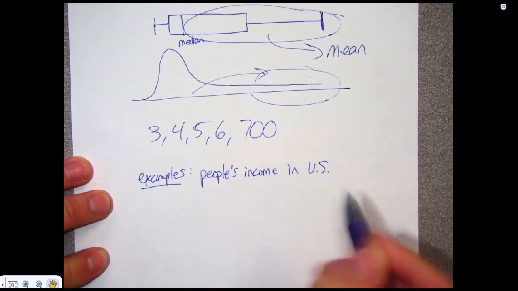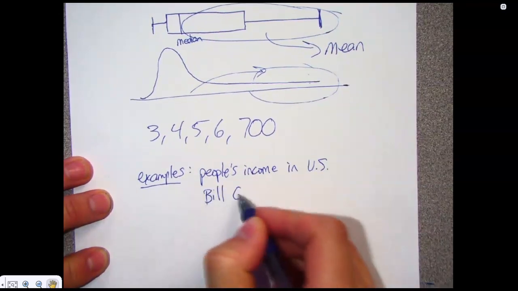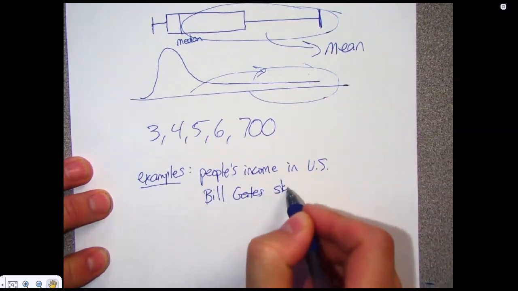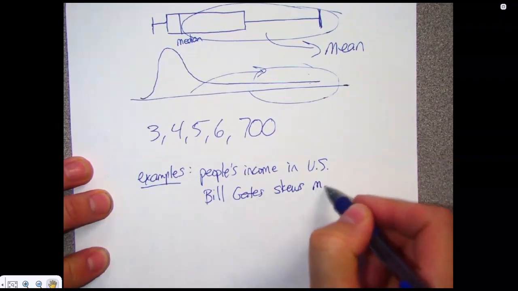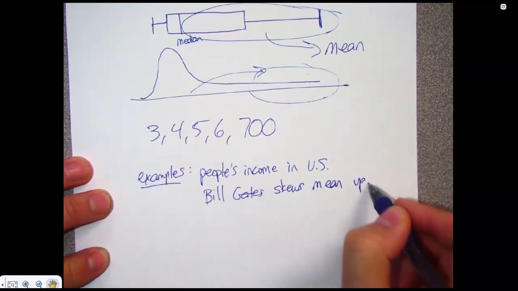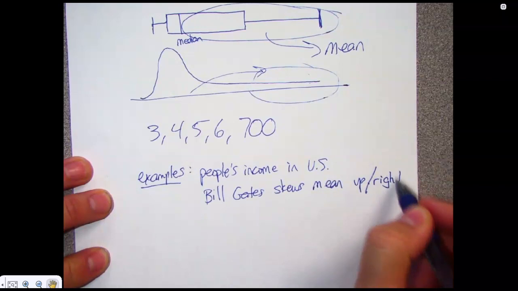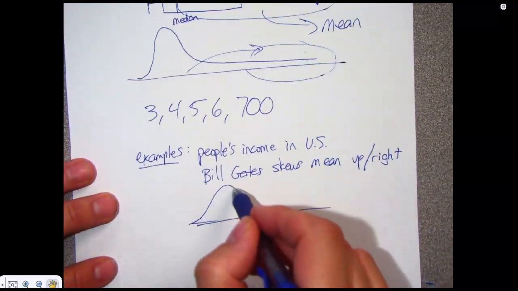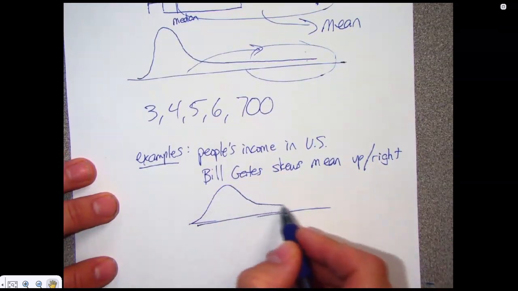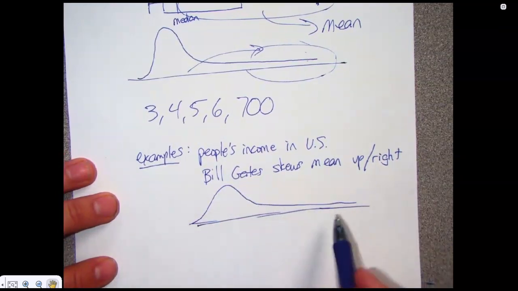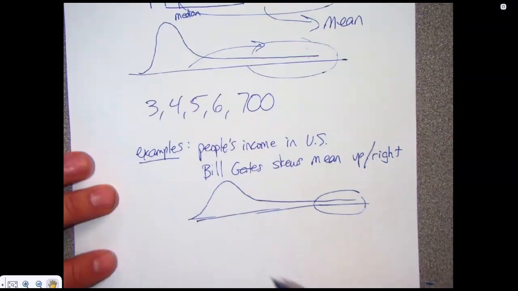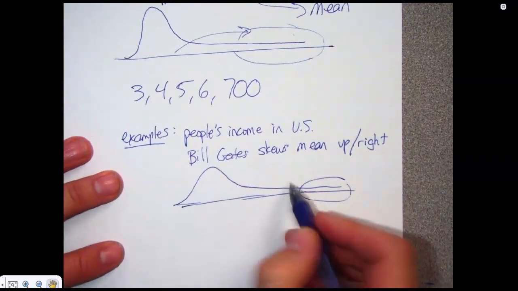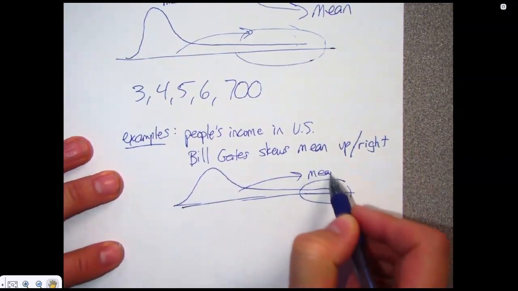So examples would be people's income in the U.S. So Bill Gates skews the mean up or to the right. So you get this kind of shape again where you got some poor people, some middle class, some upper class, and then you got a few billionaires that just jack it. The billionaires do not affect the median, but they jack the mean way up.